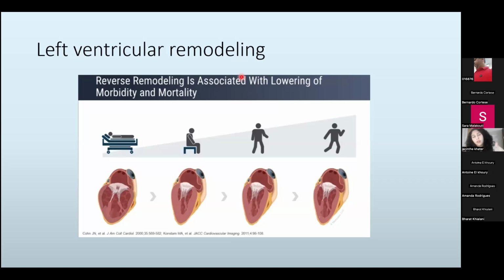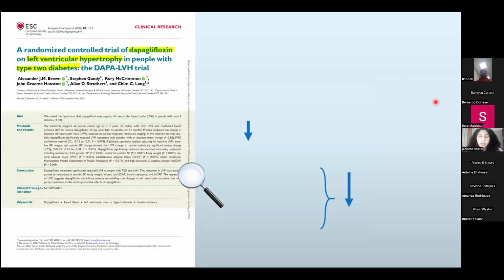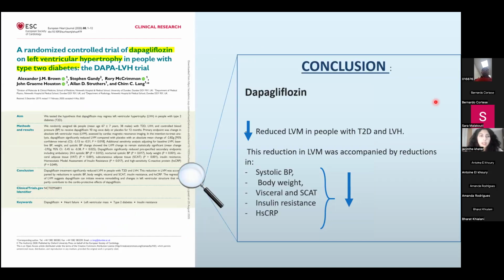And in the following slides, we will see trials that backed up this hypothesis, which is not much of a hypothesis really. So I'm going to start first with this randomized controlled trial for dapagliflozin that showed that whenever we used dapagliflozin, which is an SGLT2 inhibitor, there was a reduction in the left ventricular mass in patients with type 2 diabetes mellitus and left ventricular hypertrophy.